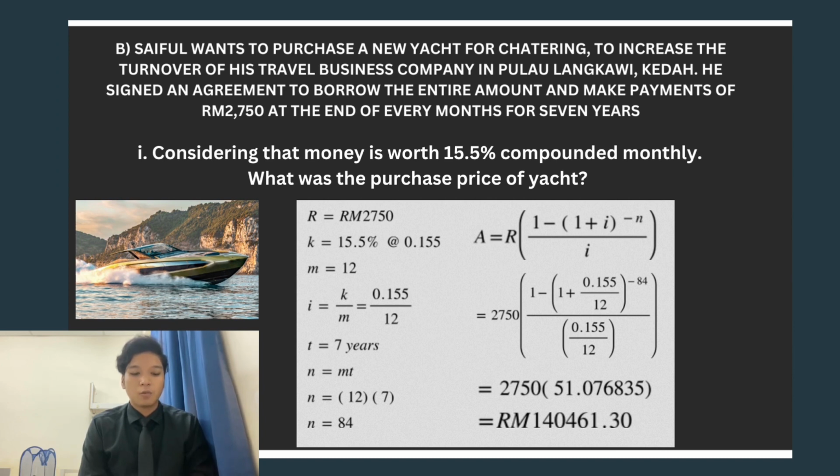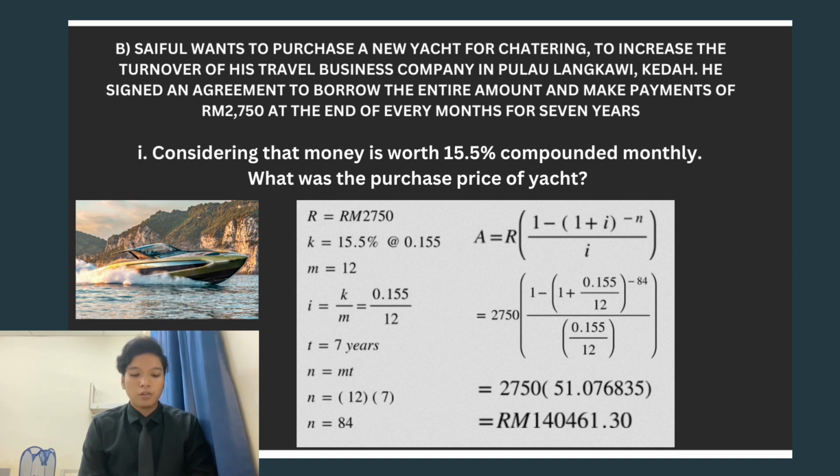So firstly, we extract all the information. R is equal periodic payment, RM 2,750. K equals 15.5% or 0.155. M equals 12. I equals K over M equals 0.155 over 12. T equals 7 years. N equals MT equals 12 times 7 equals 84.